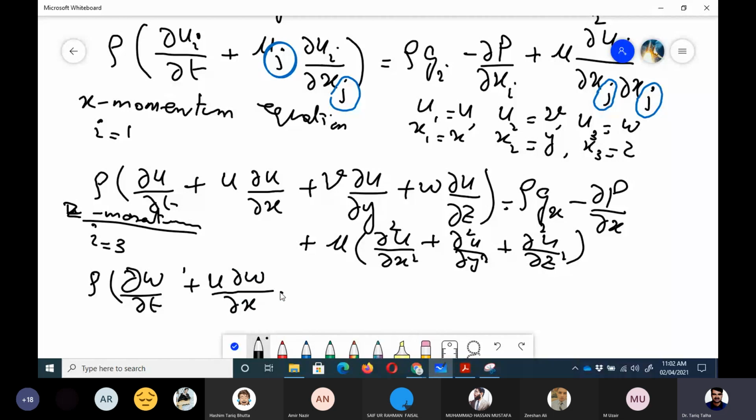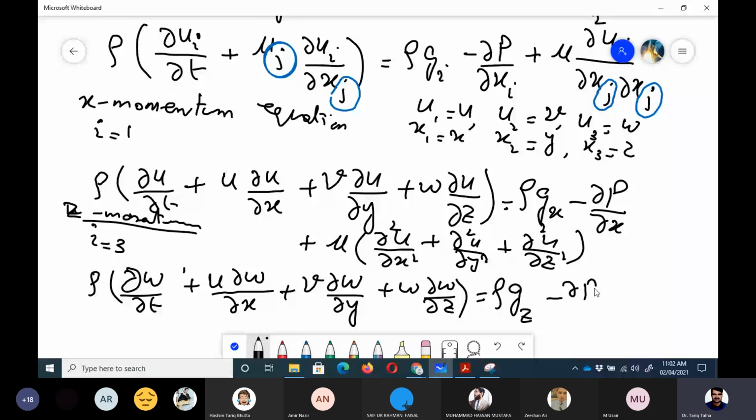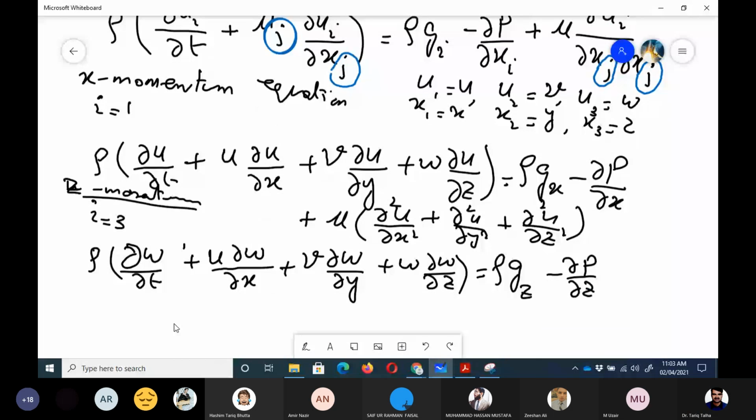Because x is equal to 1, then again when j is equal to 2, the velocity would be v, partial w by partial y. When j is equal to 3, then it would be w. When j is equal to 2, it is v velocity. When j is equal to 3, it is w velocity. Is equal to rho g z minus partial p by partial z plus mu into partial square.